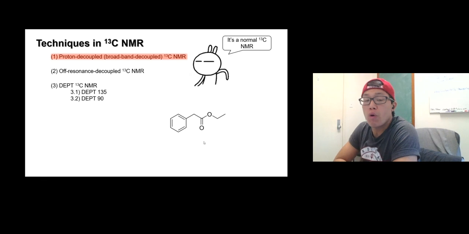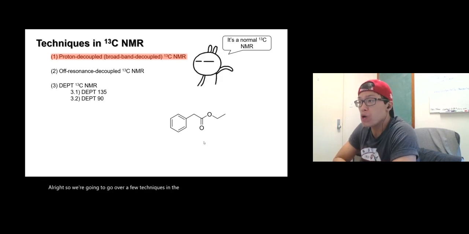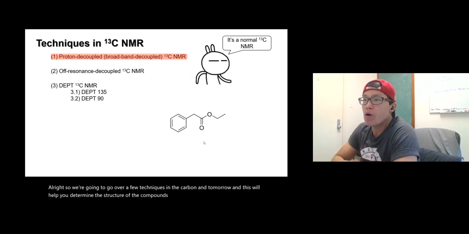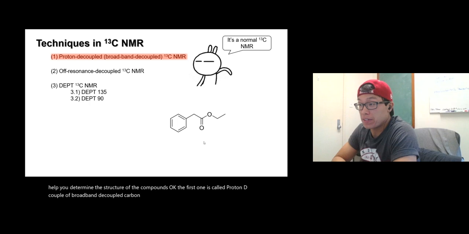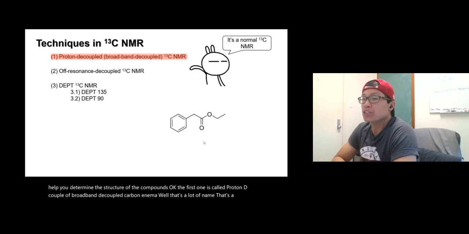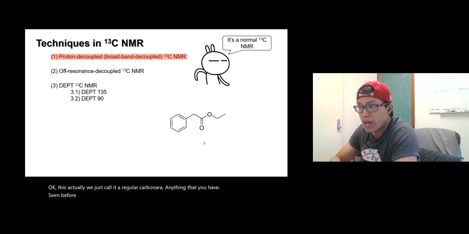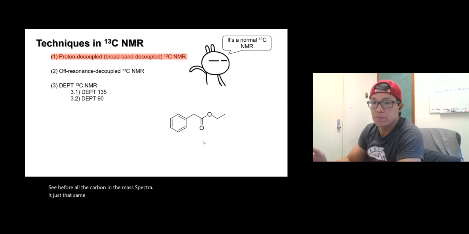All right, so we're going to go over a few techniques in carbon NMR, and this will help you determine the structure of the compounds. Okay, the first one is called proton-decoupled or broadband-decoupled carbon NMR. Well, that's a lot of names. That's a long name. Actually, we just call it a regular carbon NMR. Anything that you have seen before, or the carbon NMR spectra, it's just that same thing, regular carbon NMR.